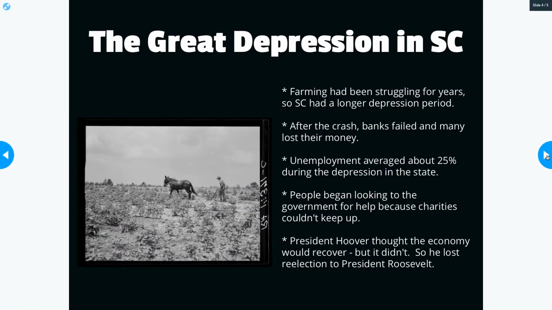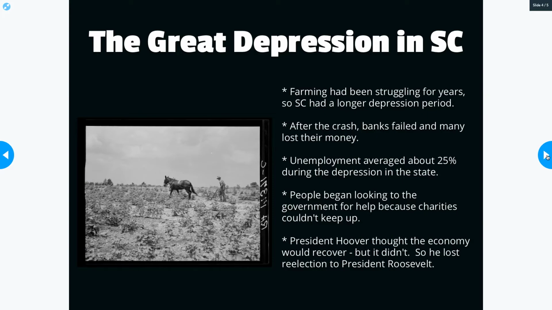Now, in South Carolina, farming, like I said, had been struggling for years. So South Carolina is going to have a longer depression period, and the Great Depression lasts longer here in the state.